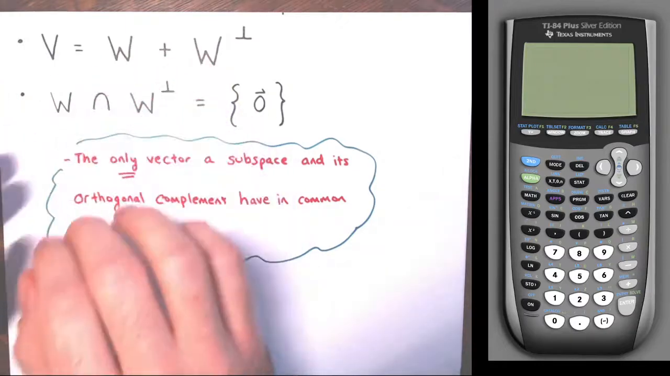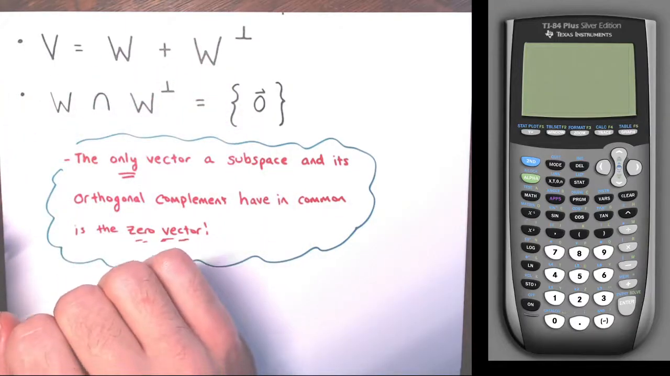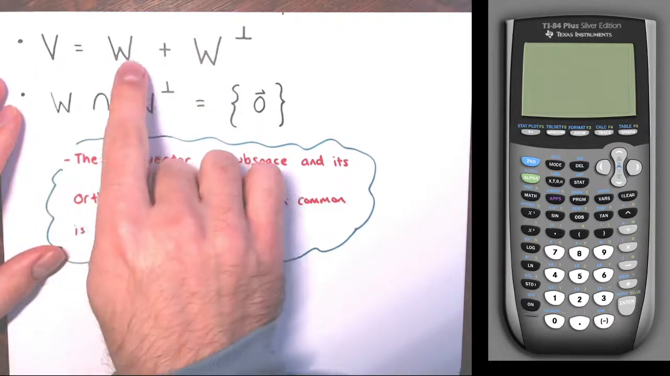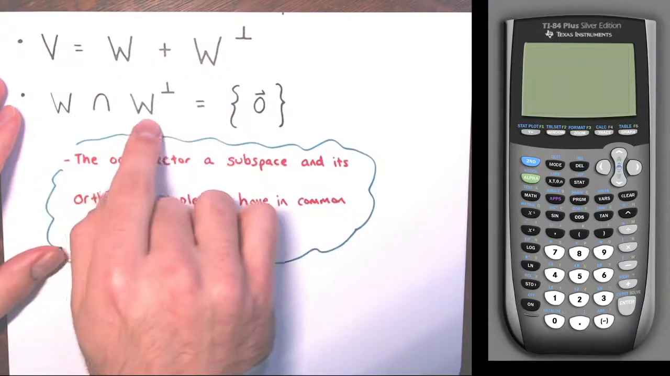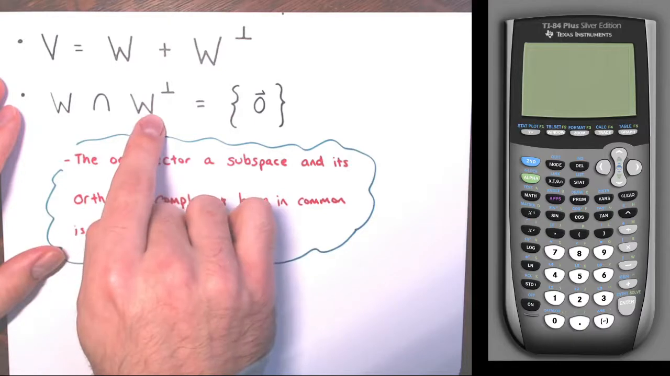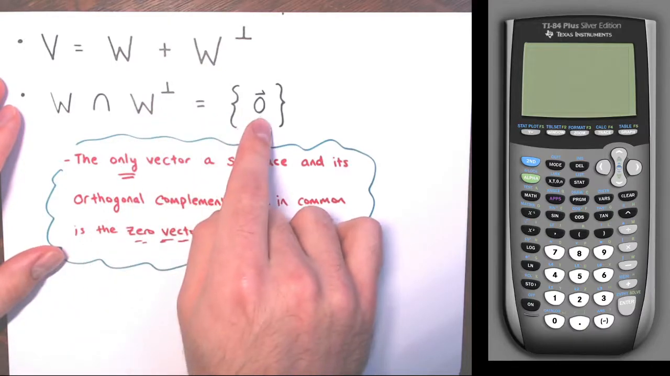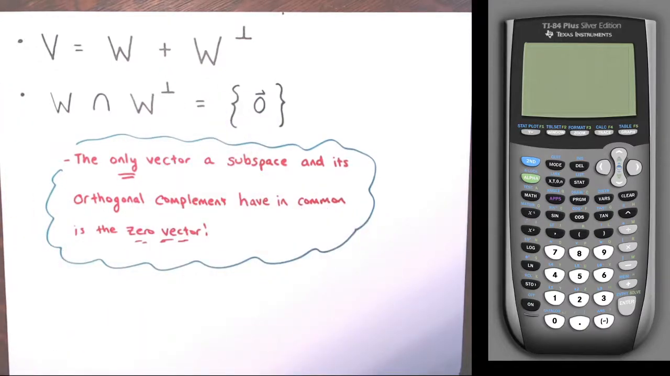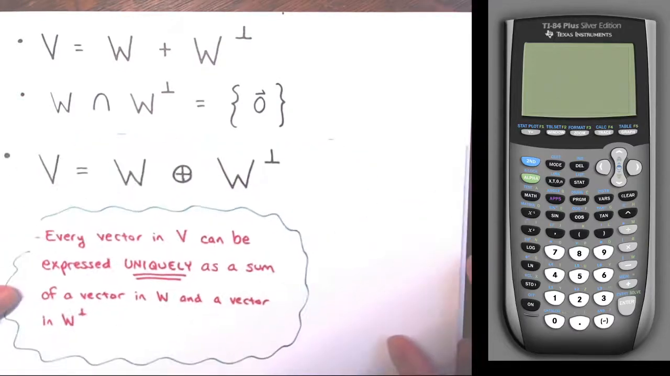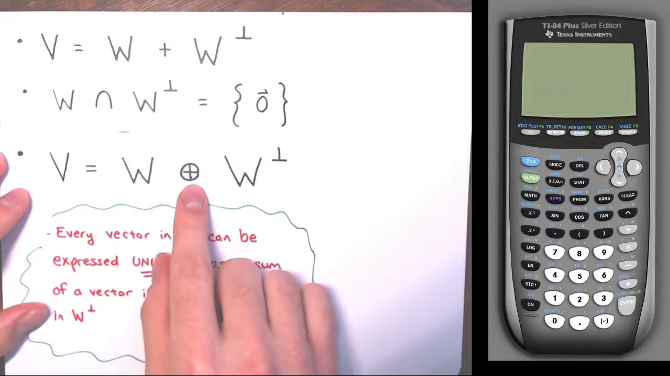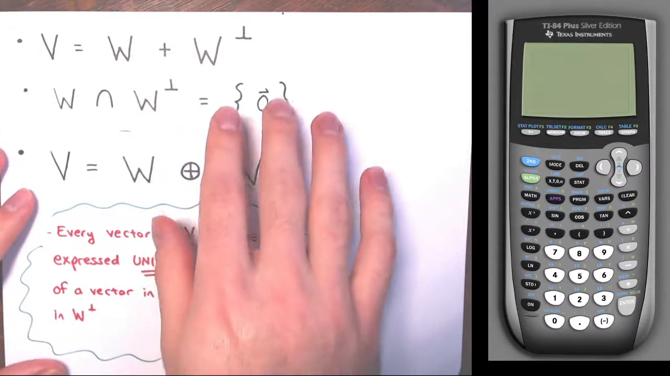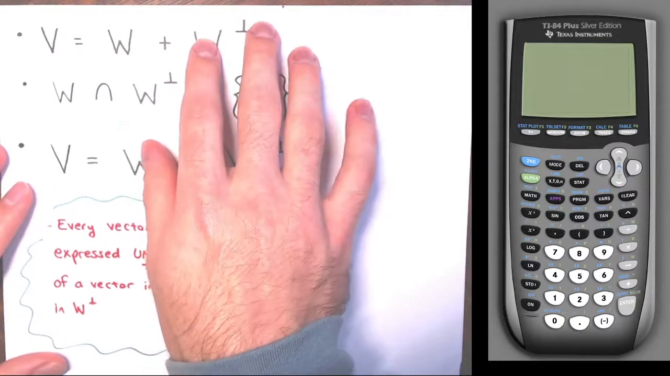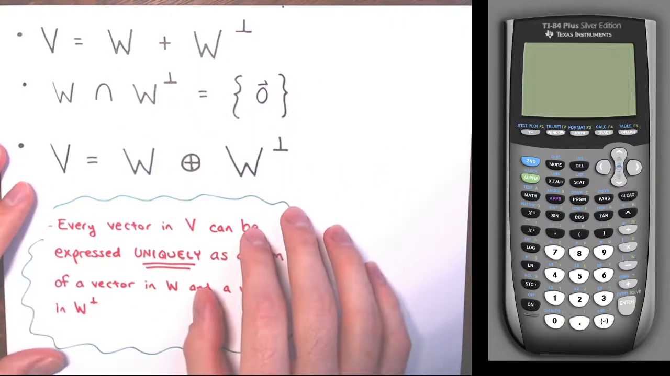And putting these two together, right? The fact that V is the sum of a subspace and its orthogonal complement, and that the intersection of a subspace and its orthogonal complement is only the zero vector, we would then say that V is a direct sum of W and its orthogonal complement. Remember, that was that little plus sign with the circle around it. And again, I put up a previous video on sums and direct sums of subspaces.